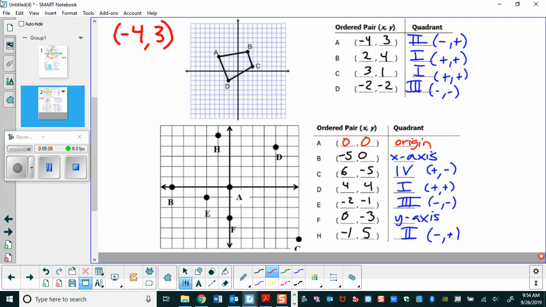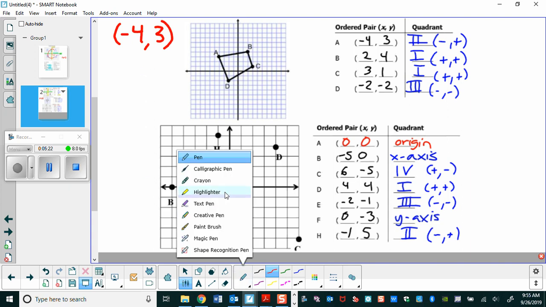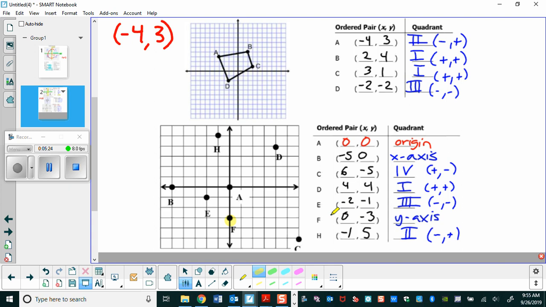All right, cool. So we've got a bunch of points here, and we just want to see if you can give the ordered pairs. So point A, it's located right there at the origin. We've got that B was on the x-axis. Now F this time is located down at (0, -3). Just make sure you caught that F was located down at (0, -3).